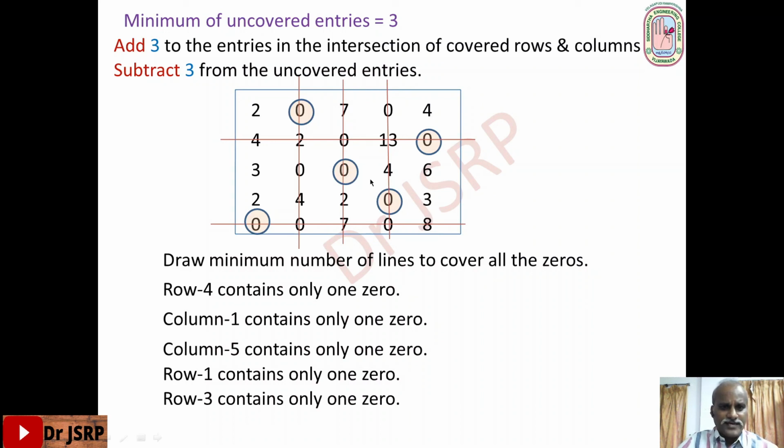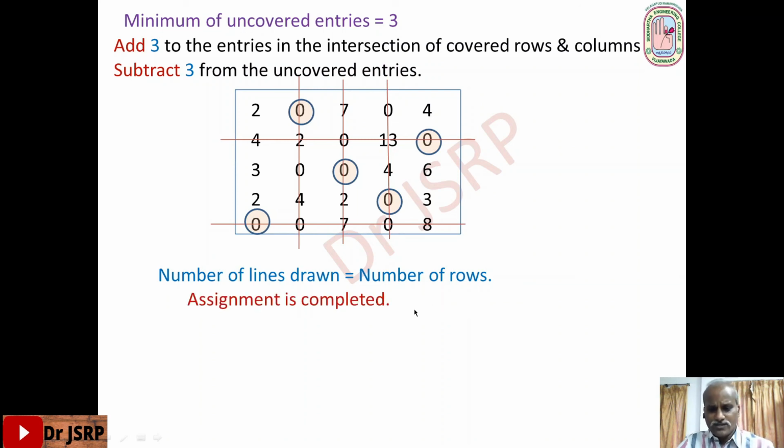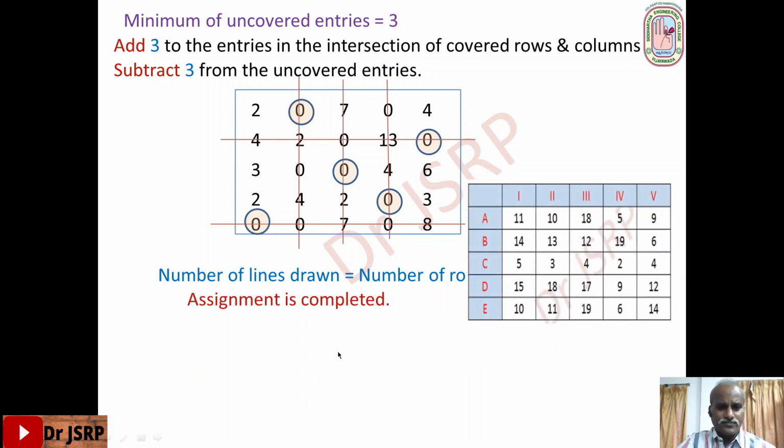Okay. Right. Now observe, all zeros are covered by lines. So there is no zero entry in the uncovered entries. Now verify the optimality condition. The number of lines drawn is equal to the number of rows. Observe, 5 lines. There are 5 assignments, 5 rows. So the number of lines drawn equals the number of rows. So the assignment is completed. So now the optimal assignment is, consider the original table.